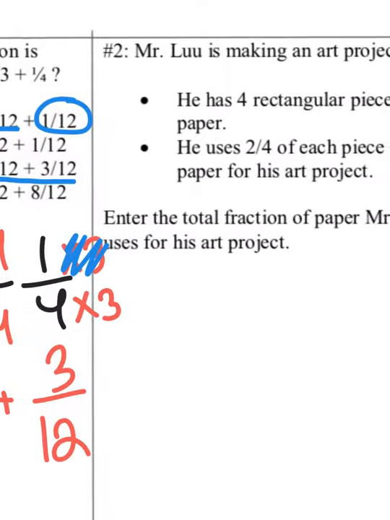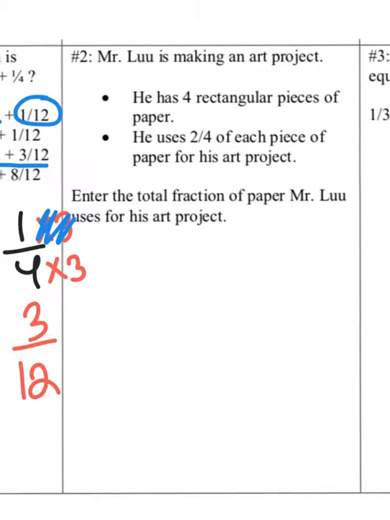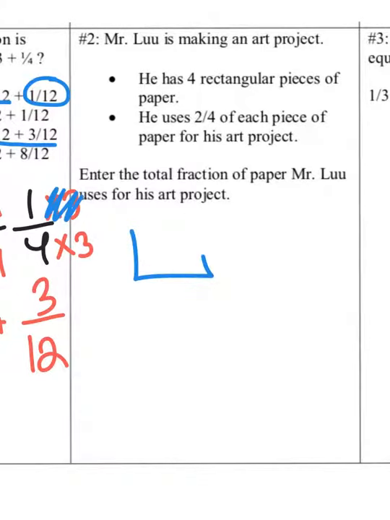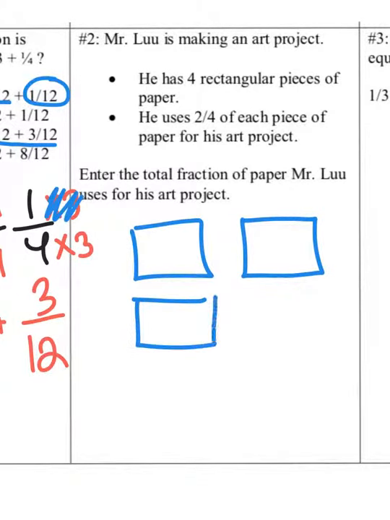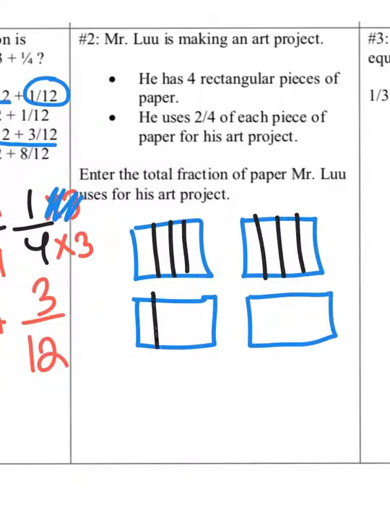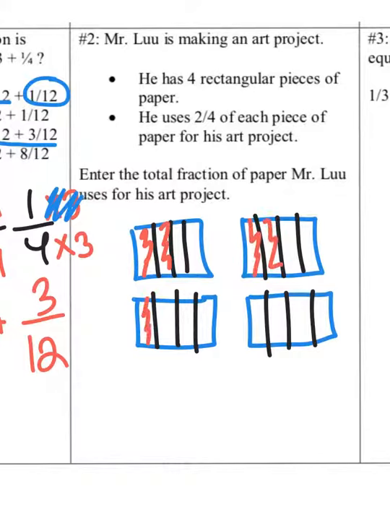For number 2, it says Mr. Liu is making an art project. He has 4 rectangular pieces of paper. 1, 2, 3, and 4. He uses 2/4 of each piece. So each one is being split into fourths. Like that. And then it says that he uses 2 of each one. So that's 1, 2. 1, 2. Pretty much he's using half of each one, because 2/4 is really 1/2.